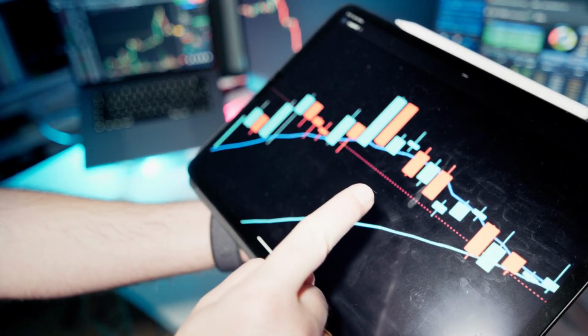Now, let's set up a free AI stock screener to get you started. One of the best options is Finviz, a popular financial visualization tool. First, head to the Finviz website and sign up for a free account. Once you're in, navigate to the Screener tab.